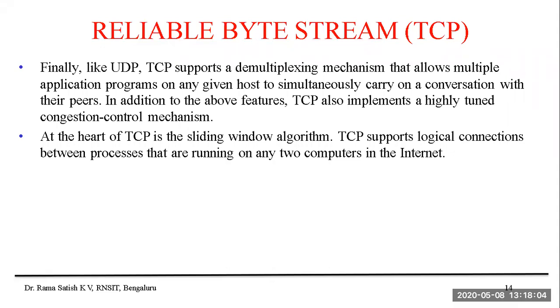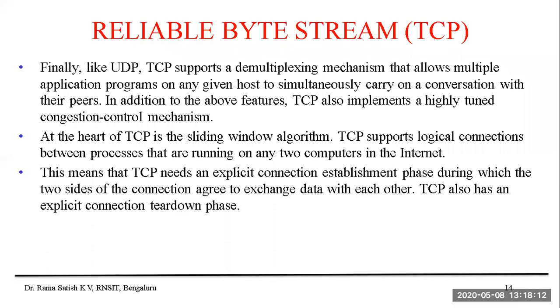TCP supports logical connections between processes that are running on two computers on the Internet. Yes, that is a very common thing. And of course, this means that TCP needs to have an explicit connection establishment phase during which the two sides agree to the connection and later they exchange the data. We have seen that in lab number 1 itself.